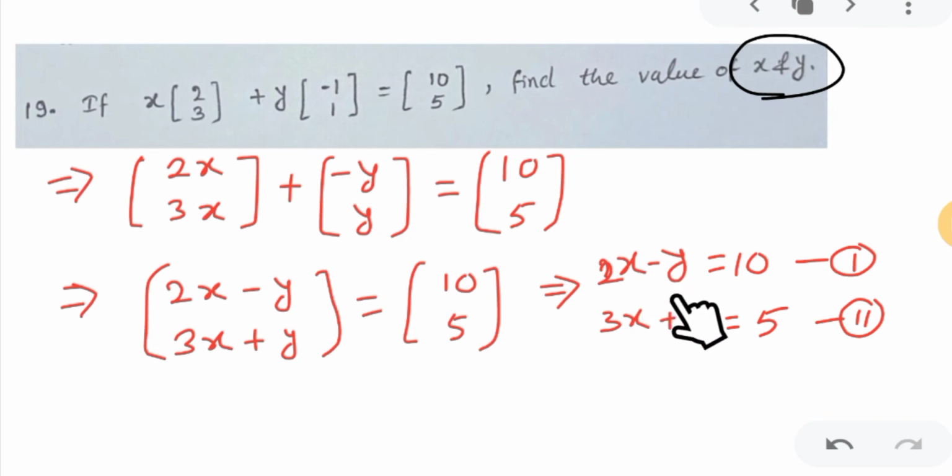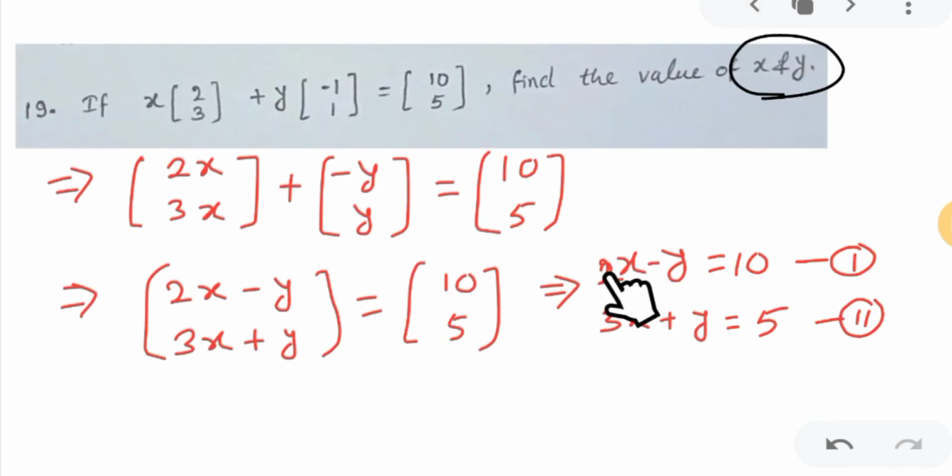In the first equation, you will see 2x minus y on the left side and 3x plus y in the second. So if I simply add these two, then on the left side minus y will be cancelled, correct? So what I am doing? I am doing equation 1 plus 2. When I do equation 1 plus 2, the left side will be added with the left side.